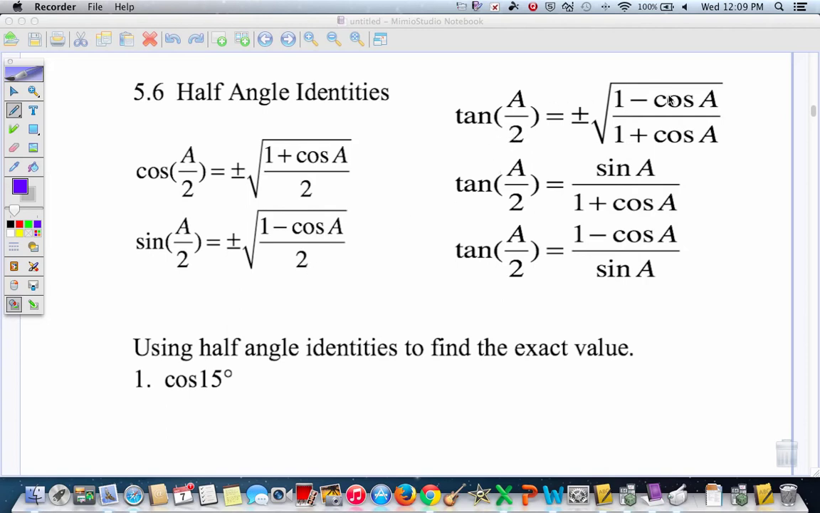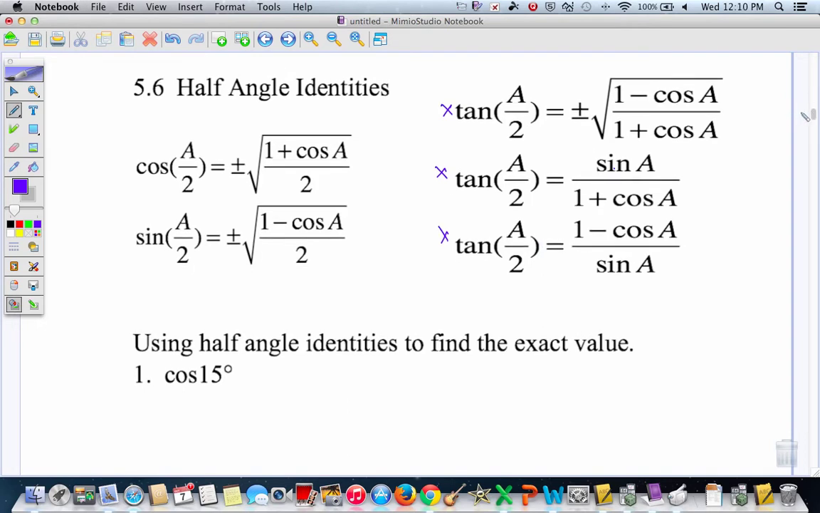Tangent is sine over cosine, so it's plus or minus the square root of 1 minus cosine over 1 plus cosine. Or we have another version, sine of A over 1 plus cosine of A, or 1 minus cosine of A over sine of A. Again, any one of these 3 can be used depending on our specific situation. But let's go ahead and apply those here.